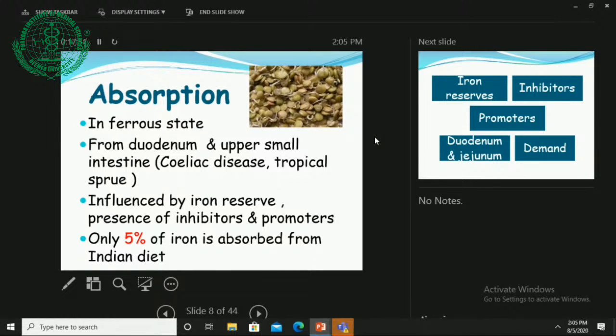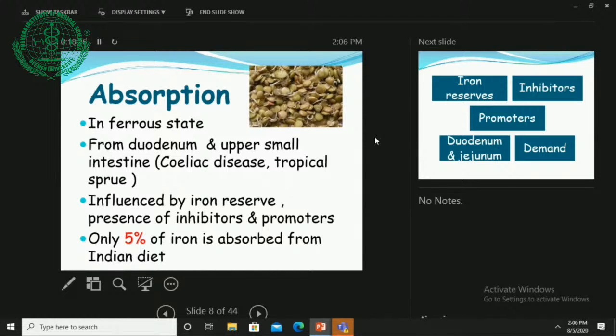Now we'll see absorption: from where the iron is absorbed, in what form it is absorbed, how much is absorbed, and which factors influence the absorption of iron. First we will see in what form it is absorbed. Iron is absorbed in ferrous form. So the ferric form is converted to ferrous form in presence of vitamin C. Vitamin C reduces ferric iron to ferrous iron and it becomes easy for absorption.